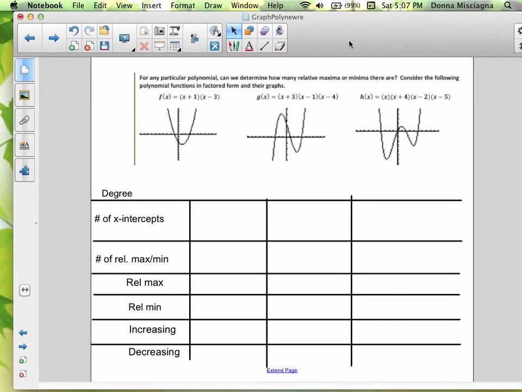Welcome back. So now we're going to identify key information from our graphs. This page is not in your notes. A very similar one, the one on the next page, is in your notes. All right, so just kind of follow along here.